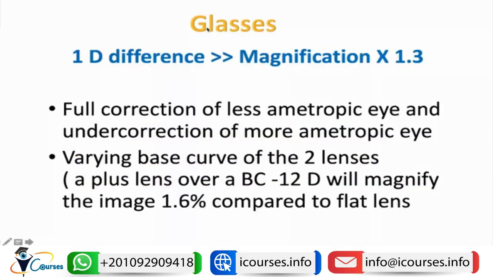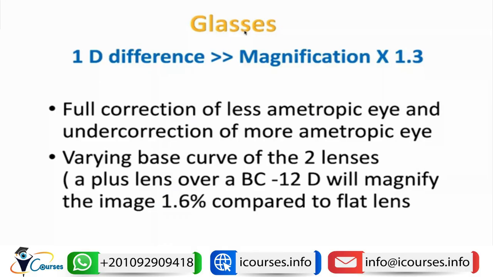As we said before, one diopter of difference in refraction between both eyes will result in a magnification of about 1.3%. So the greater the dioptric difference between both eyes, the greater the magnification difference, and the brain will not be able to fuse the small retinal image that comes from one eye with the large retinal image that comes from the other eye.